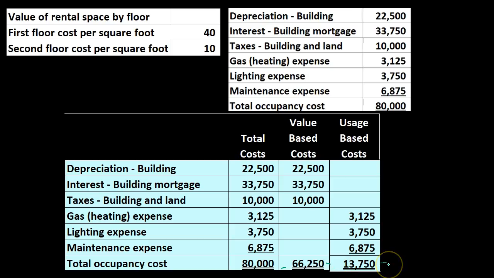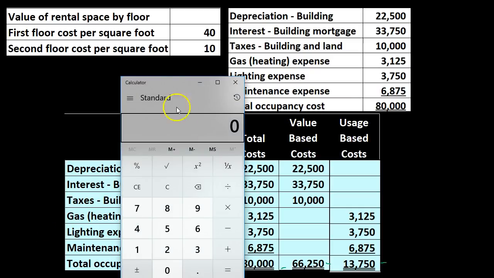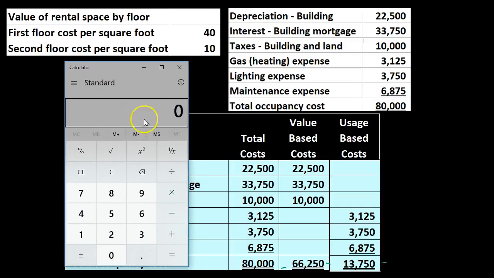That'll be more of a straightforward type calculation where we have the usage-based costs. We said that was the 13,750. And that's with the usage-based, the gas, the lighting, and the maintenance. And we applied those straight out. We didn't have to value it differently based on the value of each floor.